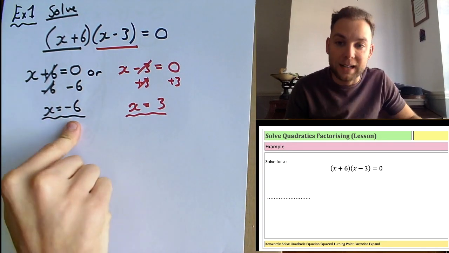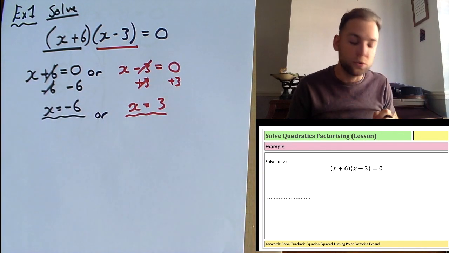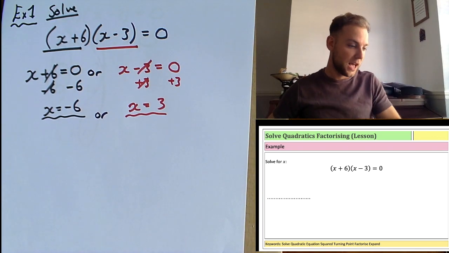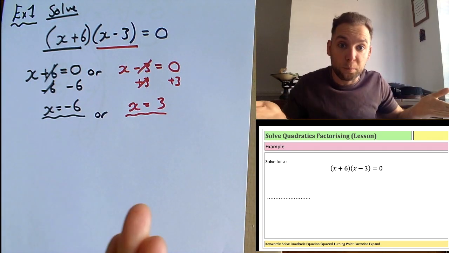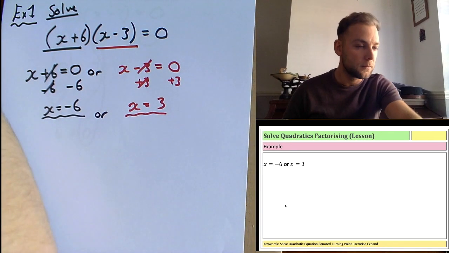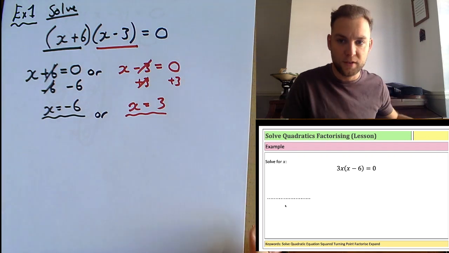x is equal to minus 6 and, or x is equal to 3. So there's actually two solutions here, and we solve them by solving both brackets. Okay, let's have a look at another question. So minus 6 and 3. So with this one here, let's go with example 2.